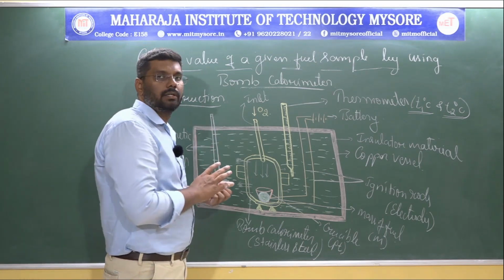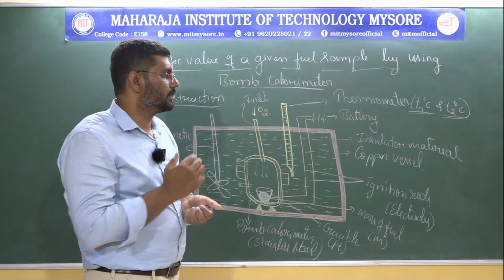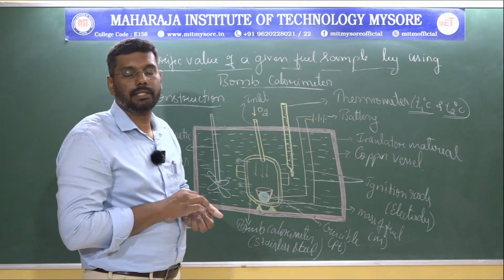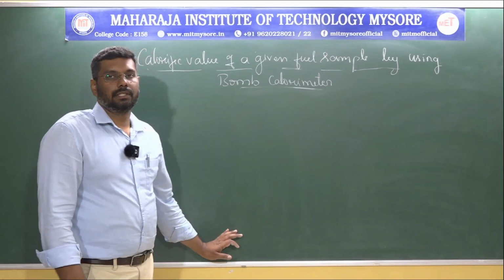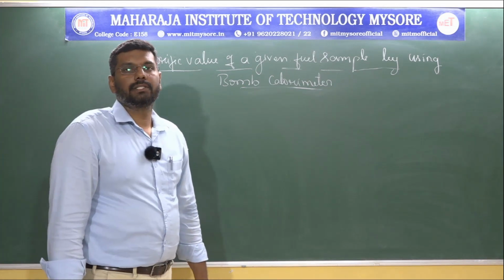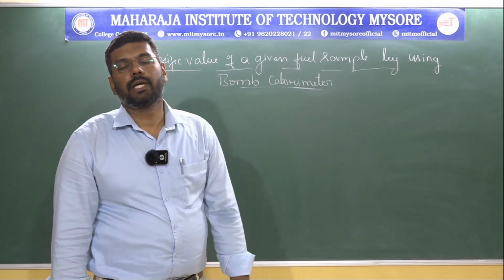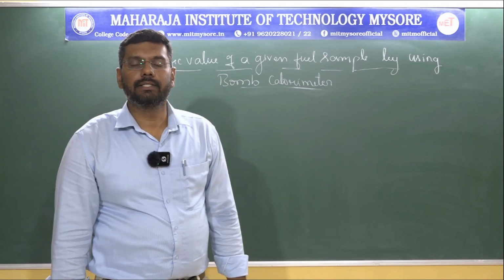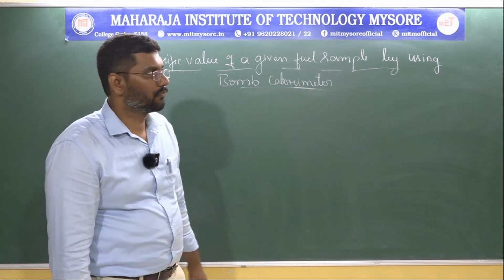If this is clear, I will next switch over to the calculation part, that is, the equations to calculate GCV and NCV. Till now we explained the construction and working of the bomb calorimeter. The next important thing is to know the equations to calculate GCV and NCV. This is very important from the examination point of view.